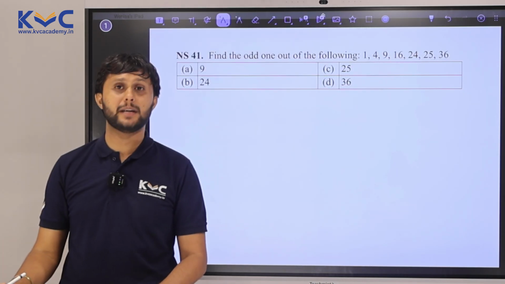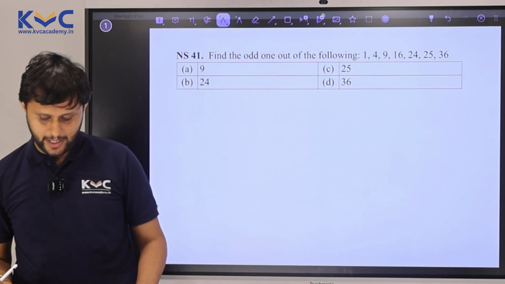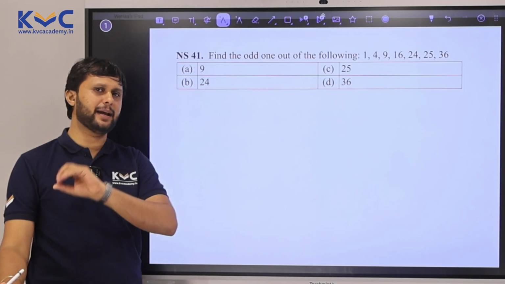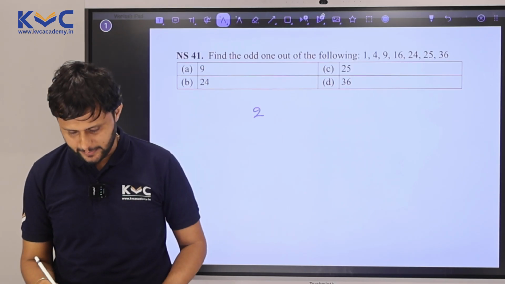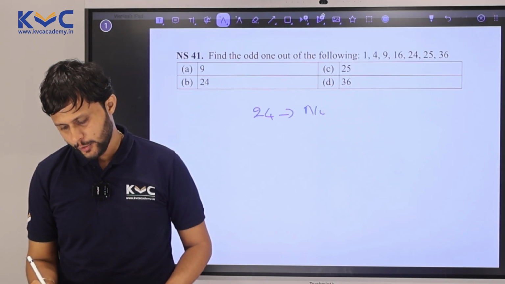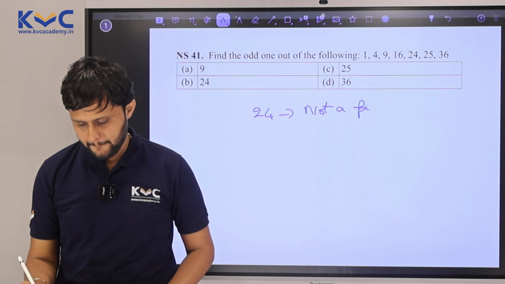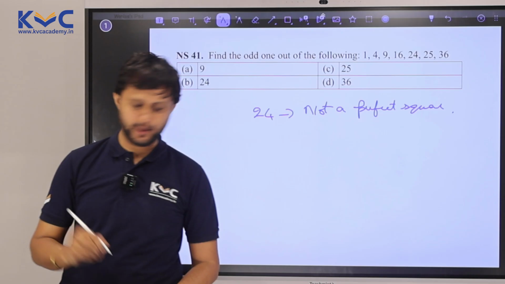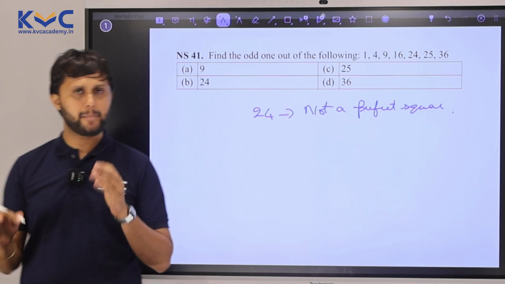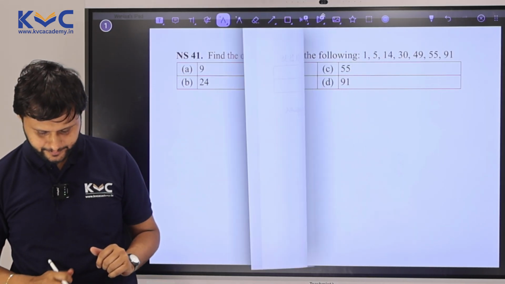Next, moving on to question number 41. We have 1, 4, 9, 16. By now we know these are perfect squares. So other than one number, all are perfect squares. 24, not a perfect square. Should have been 25, but no, we have 24. All the other numbers are perfect squares.